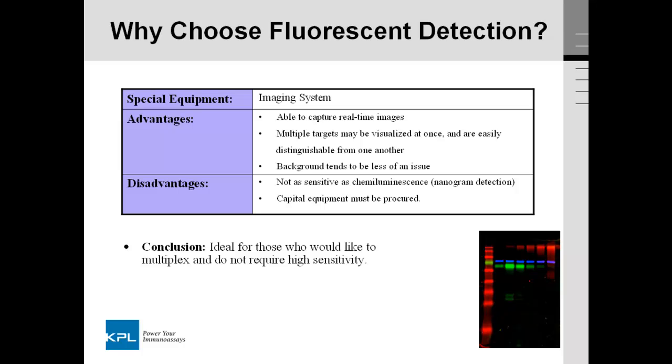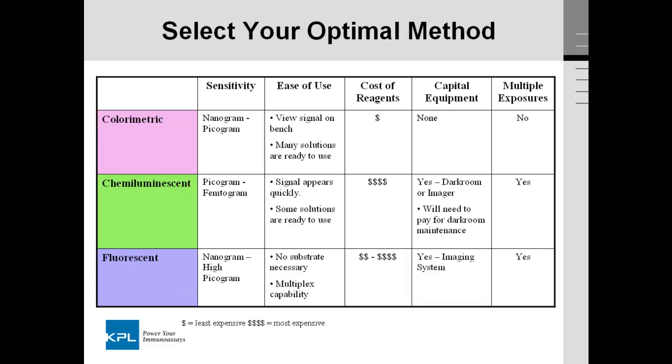Finally, we come to fluorescence detection. Fluorescence is best utilized by those who would like to capture real-time images, those who need to multiplex, and those who may be having issues with background. However, they will not be able to achieve the same sensitivity as you can with chemiluminescence, and you must have an imaging system in order to perform fluorescent Western blotting. Fluorescent detection will be ideal for those who like to multiplex and do not require high sensitivity in their detection.